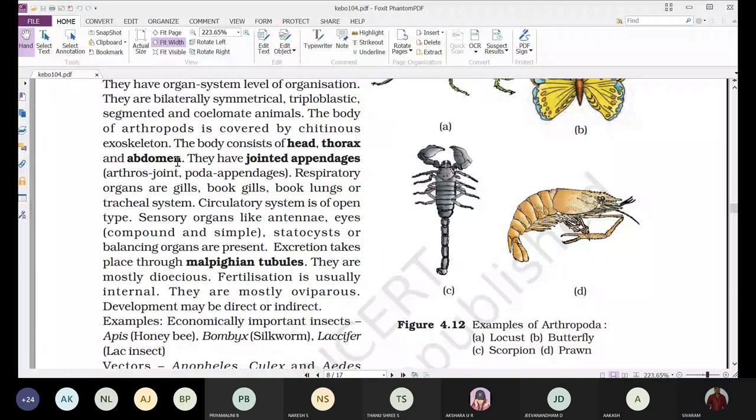Next, why is the name given as Arthropoda? Here you can observe poda. Poda means feet or appendages, and arthro means jointed. So these are organisms with jointed appendages. Any structure you see, even the antenna, the legs, the body, consists of jointed appendages.